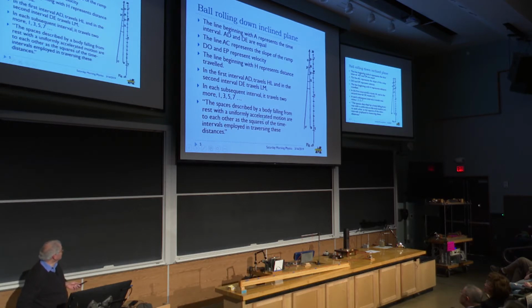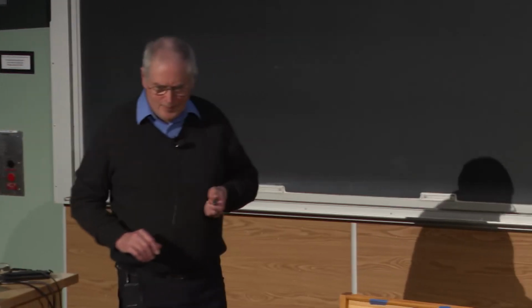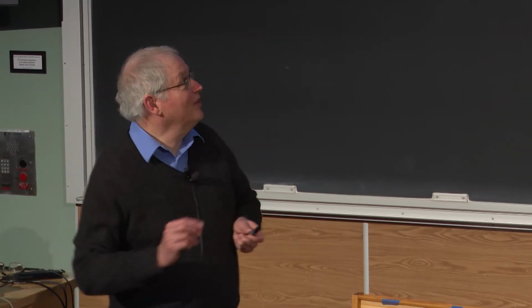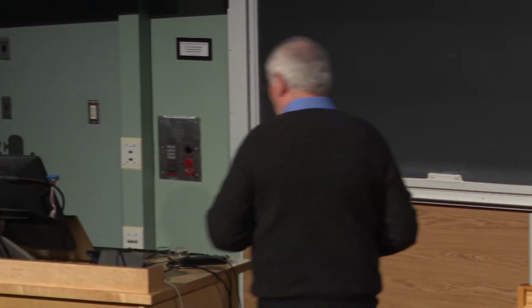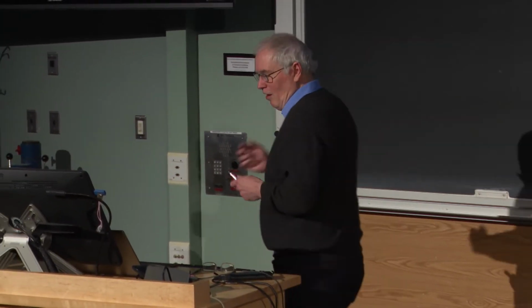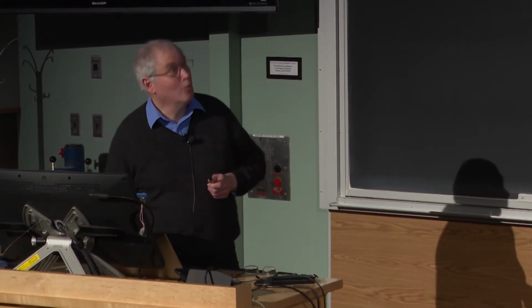So the spaces described by a body falling from rest with a uniformly accelerated motion are to each other as the squares of the time intervals. This is again from his book. He wrote this after he was already in house arrest, accumulating in this book almost all of his work.